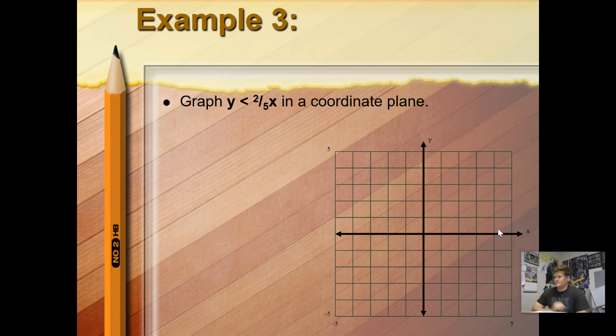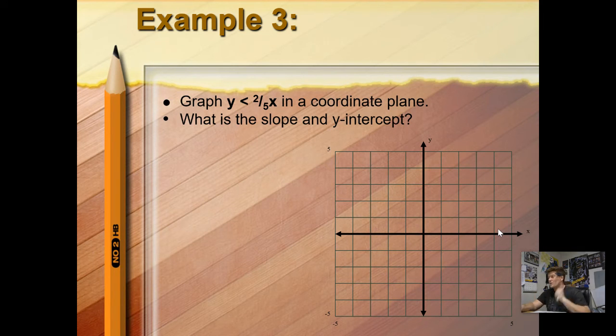Example number 3. Y is less than 2/5 x on a coordinate plane. Y less than 2/5 x. It's already in slope-intercept form. The y is already by itself. Now, the tricky thing with this one is that they don't have a constant. There is no plus or minus any number. That's a y-intercept of 0.